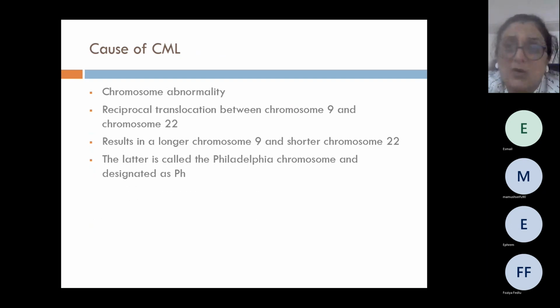Now, what is the cause of CML? Why do patients get CML? Basically, it is because of a chromosome abnormality. Here, what happens is there is reciprocal translocation between chromosome 9 and chromosome 22. I'll show you in the diagram, which results in a longer chromosome 9 and a shorter chromosome 22. The latter, that means chromosome 22, which is formed and which is shorter, is called the Philadelphia chromosome and it is designated as PH. And this chromosome, the Philadelphia chromosome or PH chromosome, is responsible for causing CML.